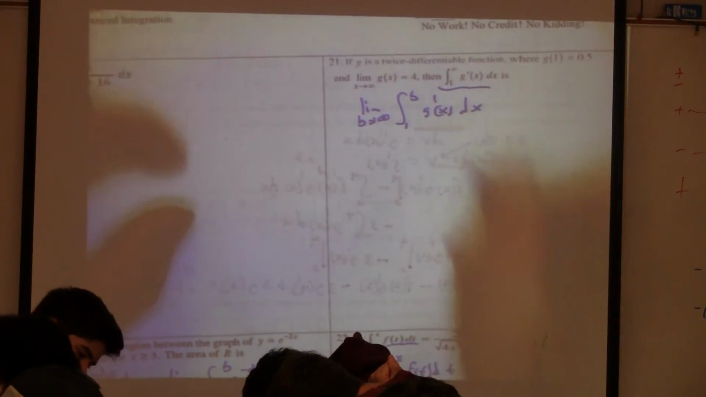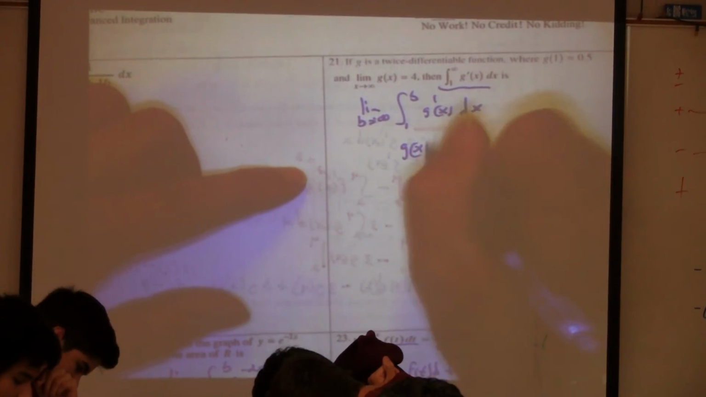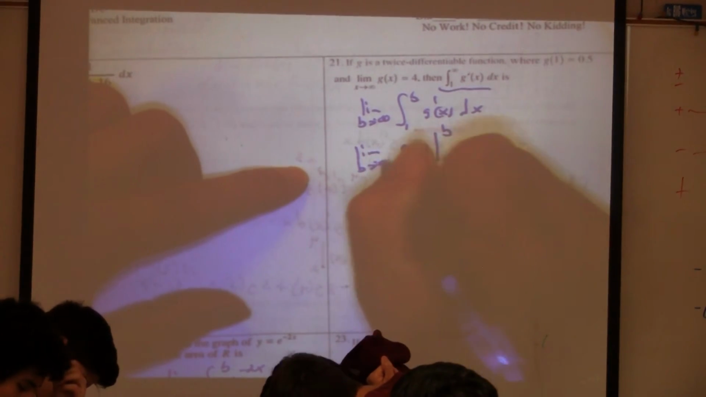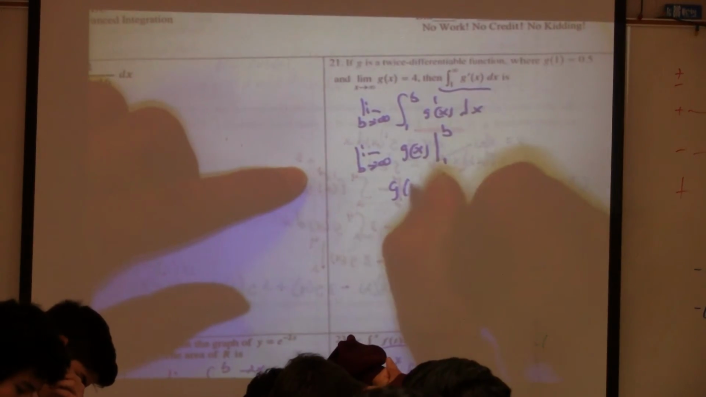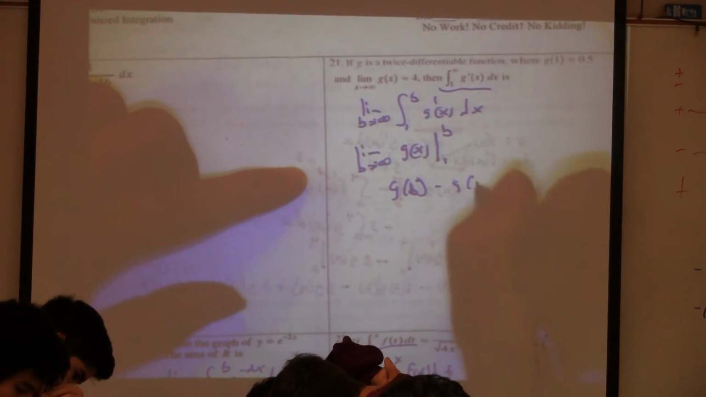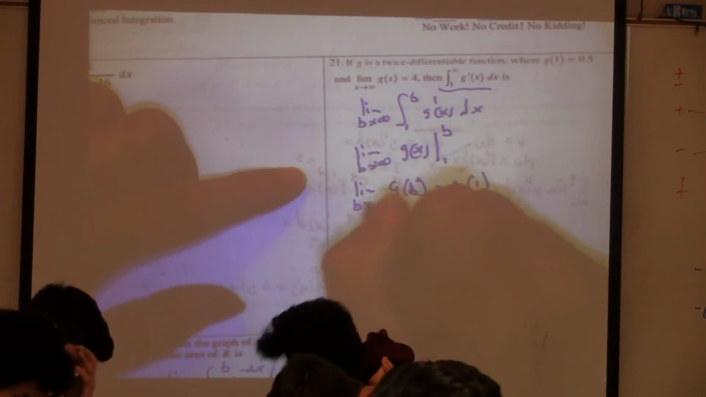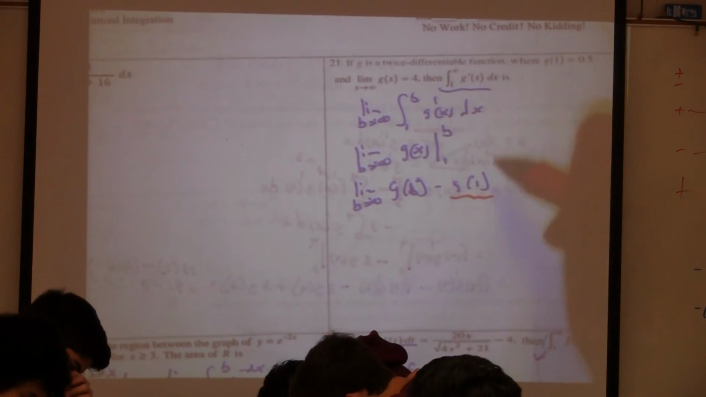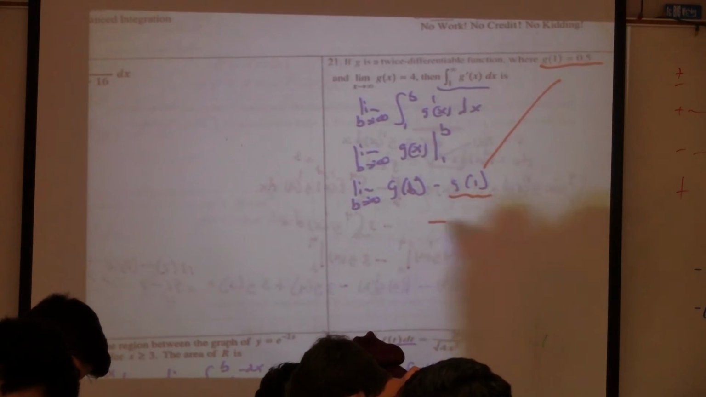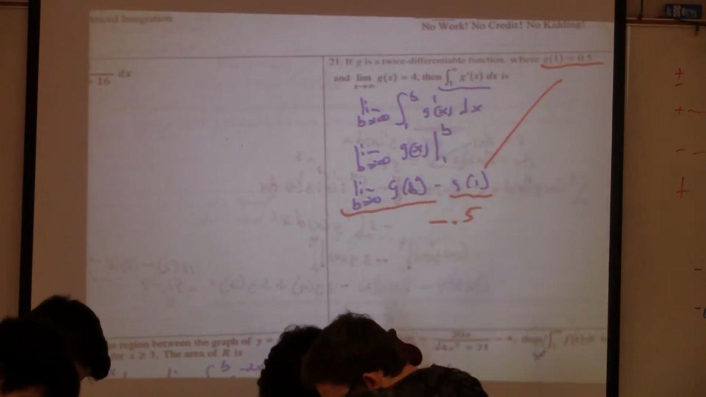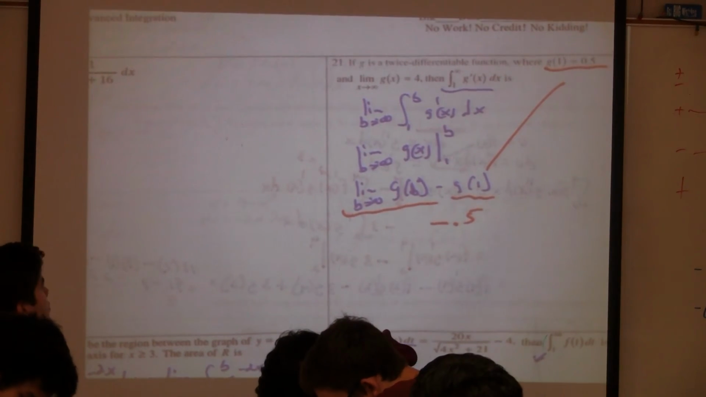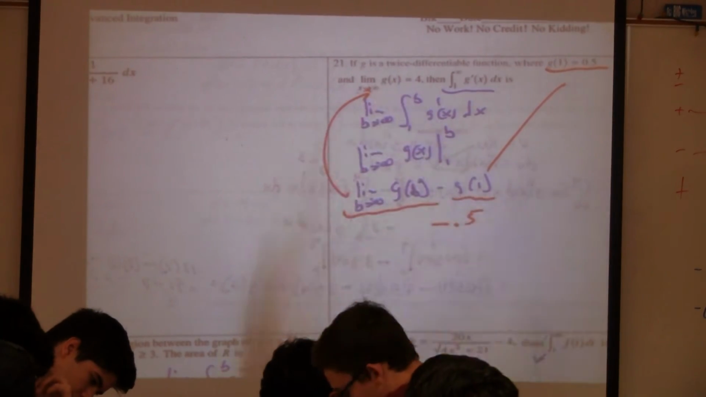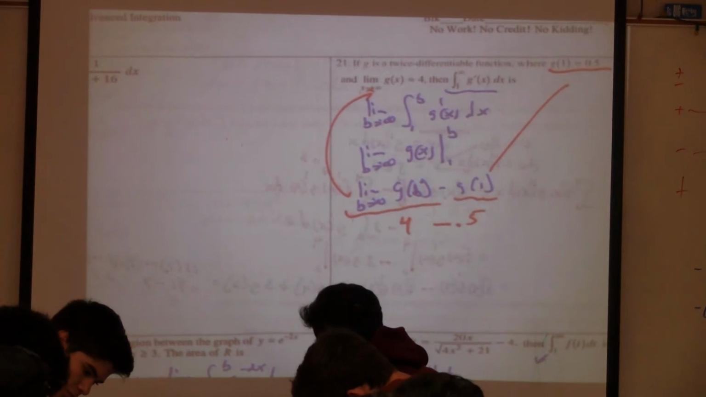So what is his antiderivative? G of x, right? Super easy. From 1 to b. Limit as b goes to infinity. Evaluate him, so g of b minus g of 1. And we want the limit as b goes to infinity. Okay, so what does g of 1 equal? 0.5. It's given, right? So minus 0.5. And what's the limit as b goes to infinity of g of b? 4. That's basically the same thing as this, except they changed the x's to b. So that's 4. So 4 minus 0.5.